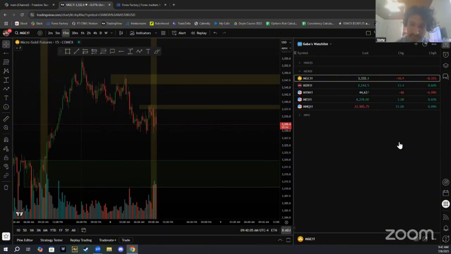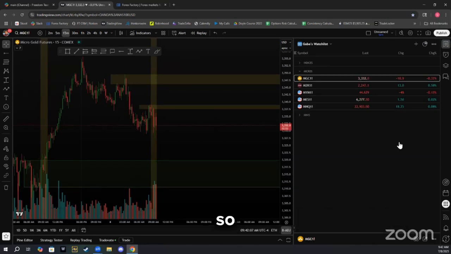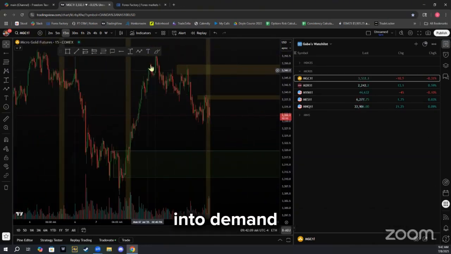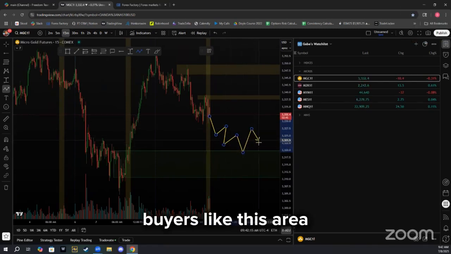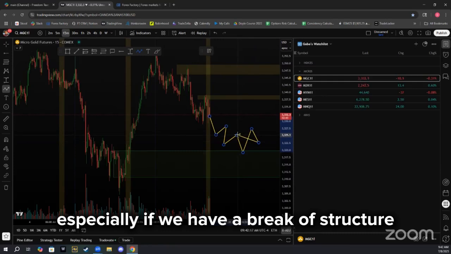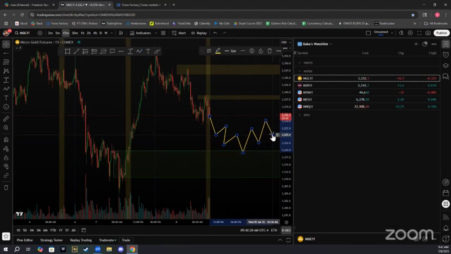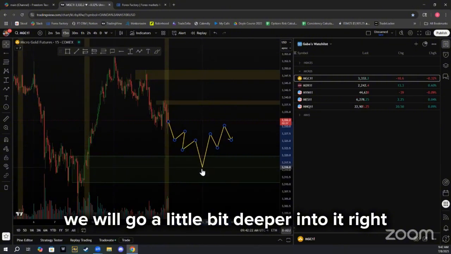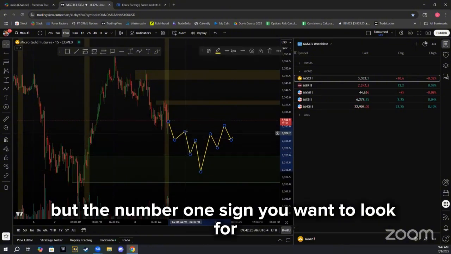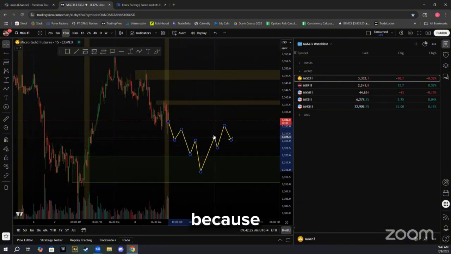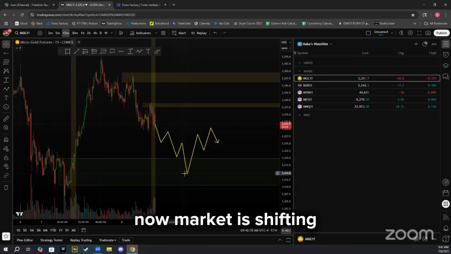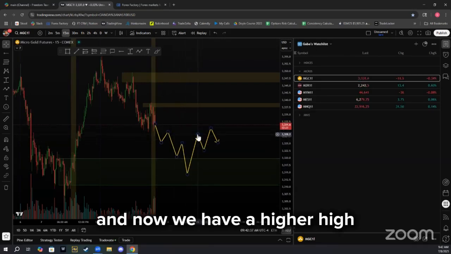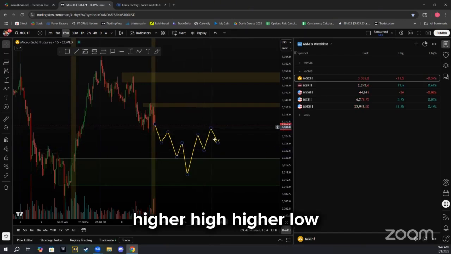So I like to keep it simple. I just like to look at buyers and sellers. So if we come down into demand and wick off the top of it, that shows that buyers like this area, especially if we have a break of structure after tapping into the demand. Sometimes we will go a little bit deeper into it, but the number one sign you want to look for is that break of structure, because that indicates that, okay, instead of lower high, lower low, lower high, lower low, now the market is shifting and now we have a higher high, higher low, higher high, higher low.